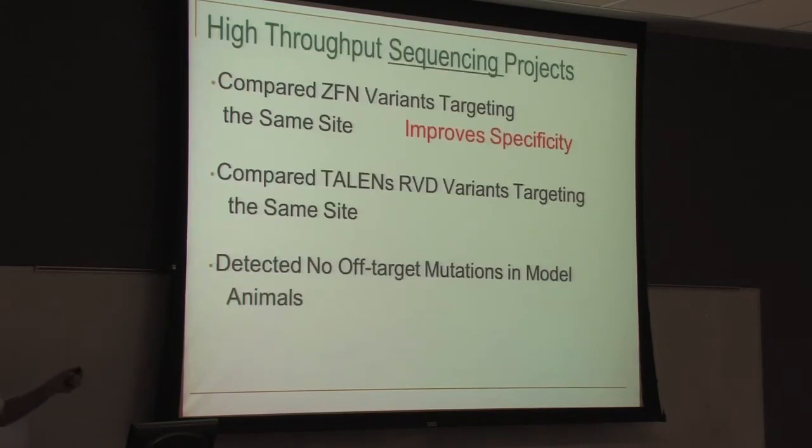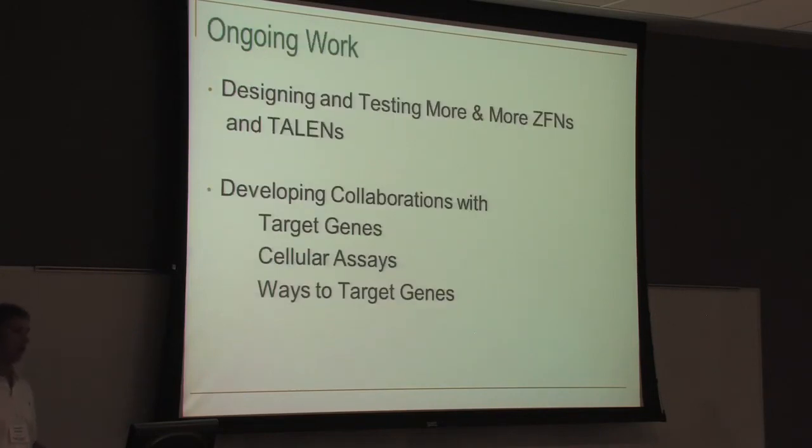We've looked at different types of zinc fingers, and we're able to find out the kind that's the most specific. Similarly, we compared different sets of TAL nucleases to pick the ones that were the most specific. We just completed a collaboration with a group that makes knockout animals, and we wanted to confirm that they didn't have off-target sites, which would require a lot more breeding. The ongoing work is we're going to design more of these and continue testing.